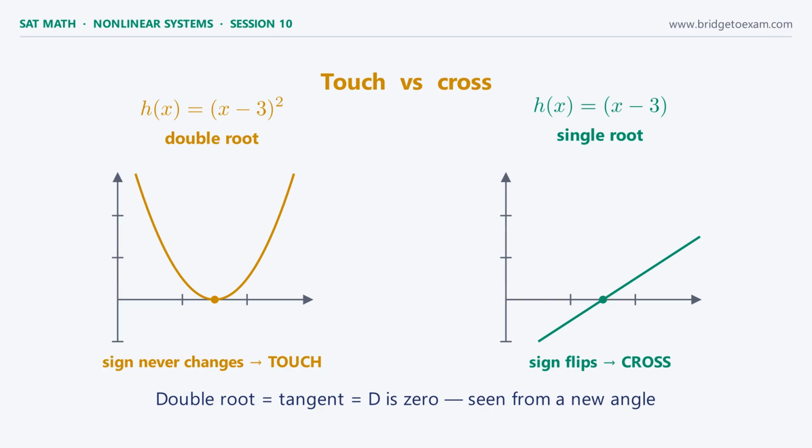The sign never changes. Graphically, that means the graphs touch, but do not cross. F comes down to meet G, kisses it, and goes back up. Compare that to a single root, where the sign flips and the curves genuinely cross over each other. So, double root means touch, and the discriminant is 0. That's our tangent case again, seen from a new angle.